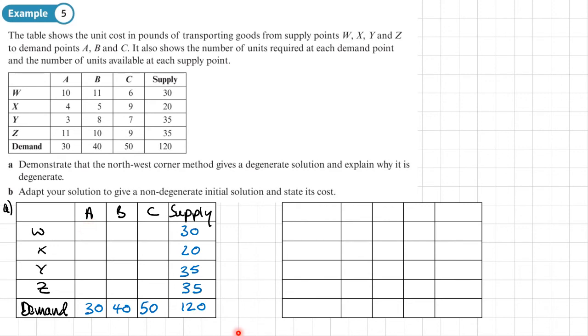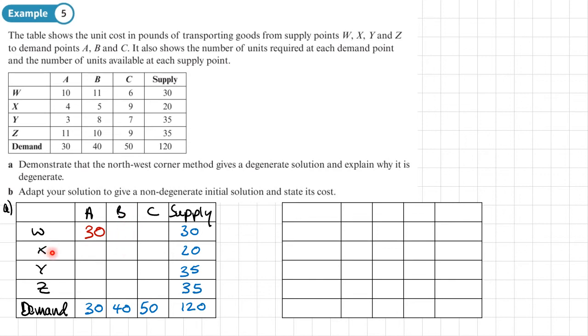That needs 30, and supplier W can supply 30, so that gets used up. Now straight away I can tell this is going to be degenerate. When this type of thing happens, before you get to the end, we've used up a supplier and they've exactly met this demand, which means there's nothing left over for supply B or for demand point B.